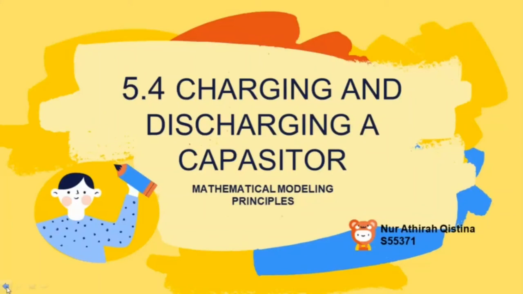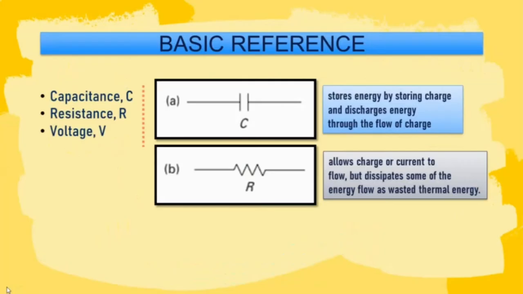Hello, we're going to talk about 5.4, charging and discharging a capacitor. This is the basic reference. This one is the symbol of capacitance, which stores energy by storing charge and discharges energy through the flow of charge. And this one is the resistance, which allows charge or current to flow but dissipates some of the energy flow as waste thermal energy.